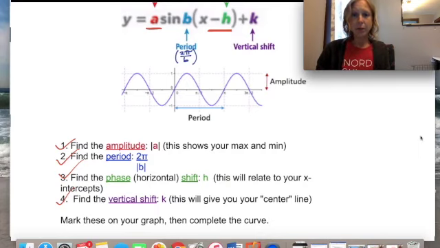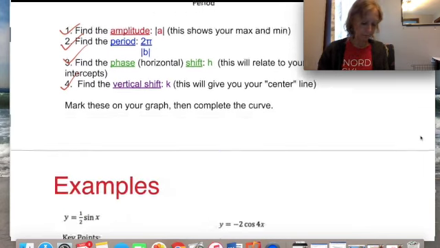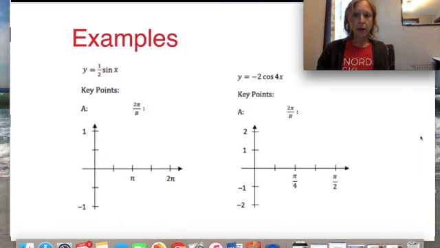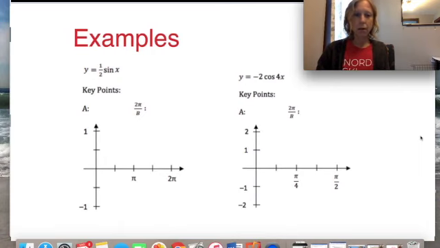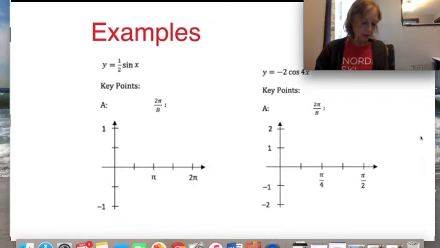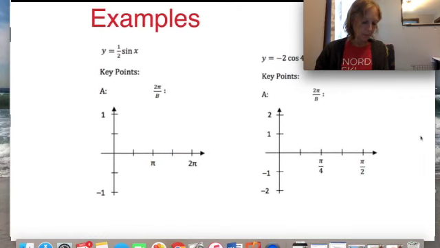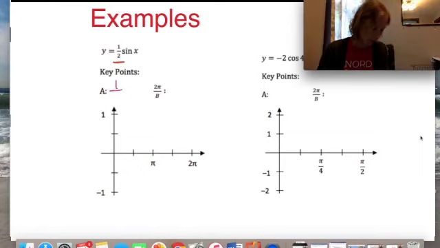So today's video is going to be a little bit longer than normal because I want us to do a bunch of these together because I know that this is new for you. So at any point, if you need to pause it and take a break and come back, obviously that is understandable. So let's start with this first one. y equals 1/2 sine x. So first thing we're supposed to look for is the amplitude. Remember, the amplitude is the number in the front. So our amplitude is 1/2.